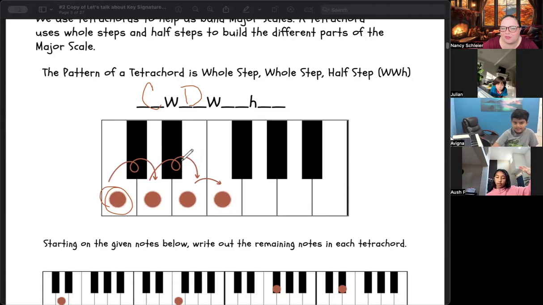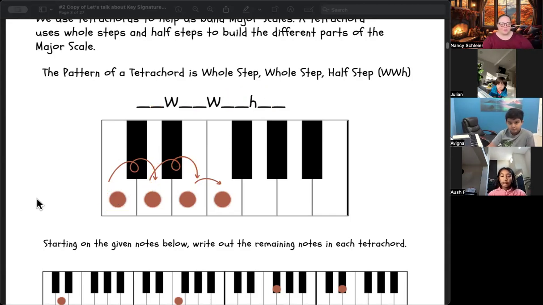Arya, do you know what's a whole step up from D? Yeah, what is it? And what is that note? That is F. Super close. So if D is here, I go up a whole step. What's that note? Oh, you're there with E. E, very good. And then Keslin, what is a half step up from E? F. Very good.